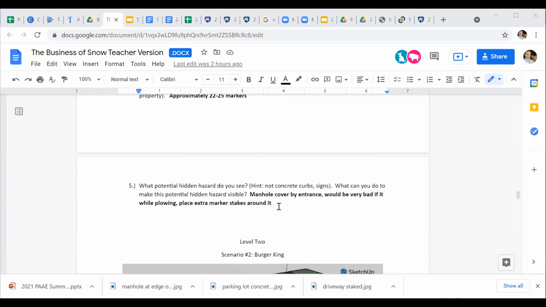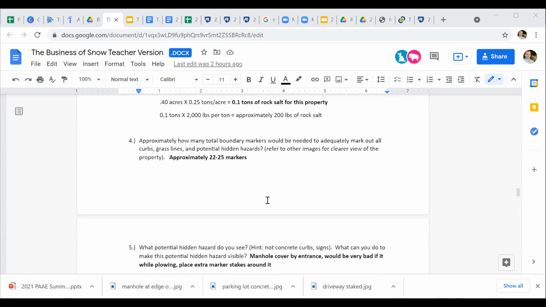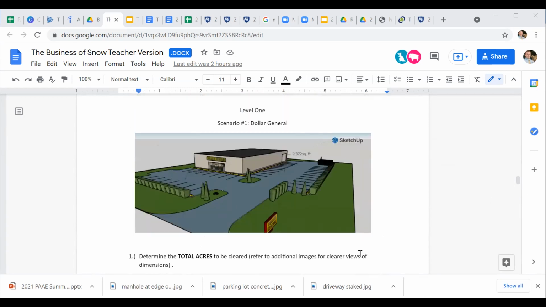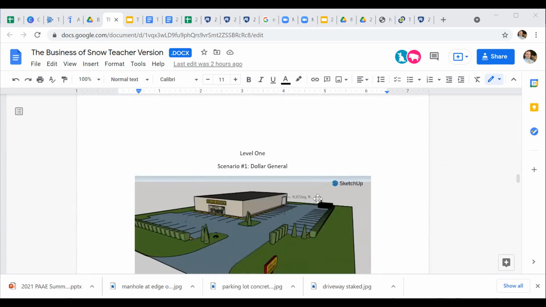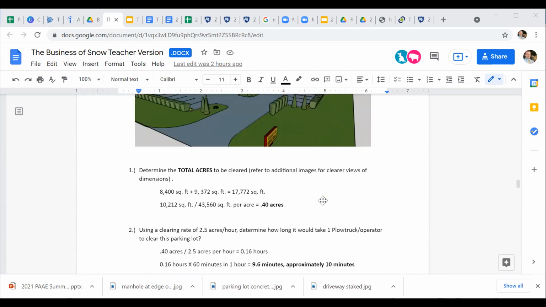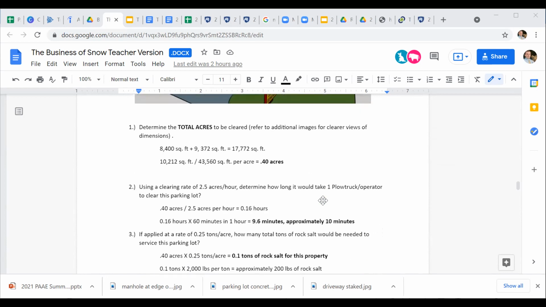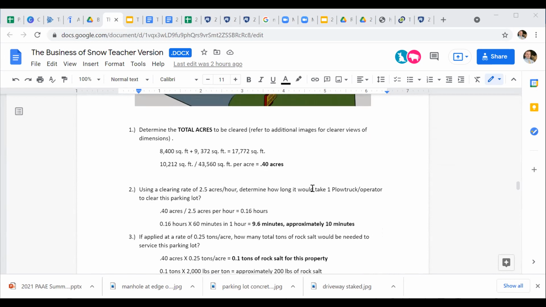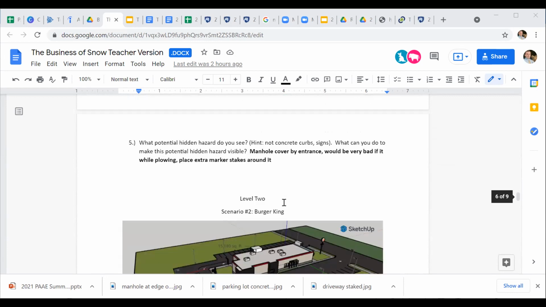And then question number 5, really to direct their attention. What are the potential hidden hazards here? And obviously I put that manhole cover there on purpose. Other things could be these parking lot stops, etc. The dumpster down there, can't be piling snow in front of the dumpster. Garbage man gets very, very angry. Actually, the business owner, when the garbage truck pulls in, sees the pile of snow and just backs right out and says, forget it. So again, there's all the work laid out for level 1.